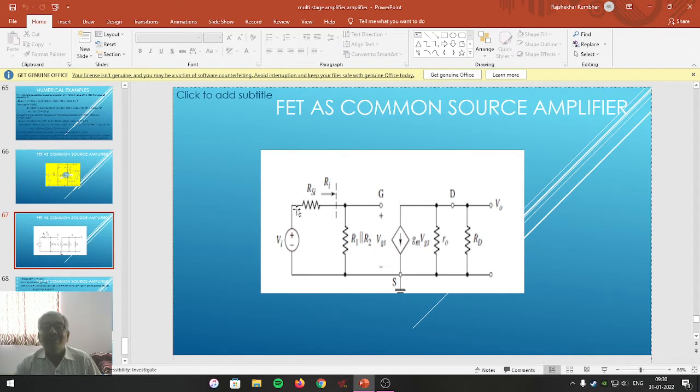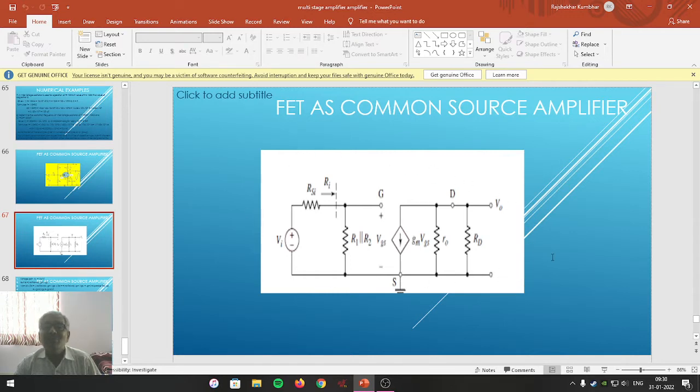Let me consider IG as the gate current. VGS is the gate to source voltage. R1 and R2 are connected to form the voltage divider arrangement. gm into VGS is the current source. ID is the drain current that flows through the drain resistance RD, and as usual the source is common for input as well as output.